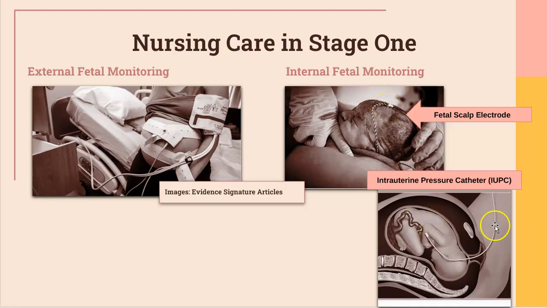and this is just a depiction of the IUPC, or the internal pressure catheter. This more accurately measures how strong those contractions are. It measures in millimeters of mercury, similar to when you're measuring blood pressure. So this TOCO is just kind of giving you an idea of, yes, she's having contractions, they're 60 seconds long, they're 2 minutes apart. This IUPC is actually showing you in units the strength of the contractions.